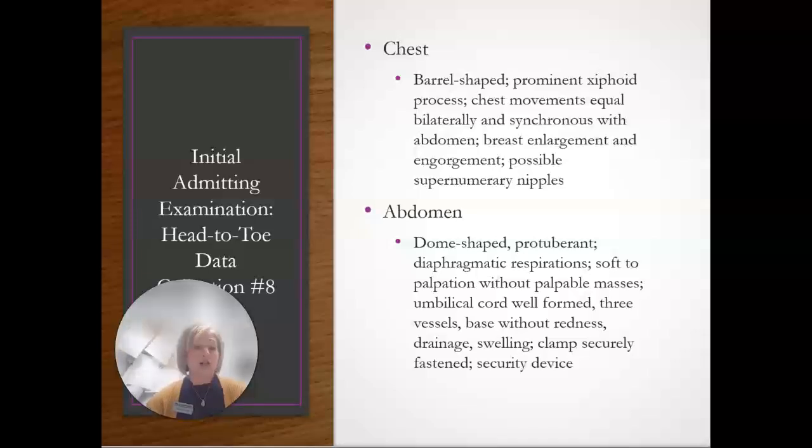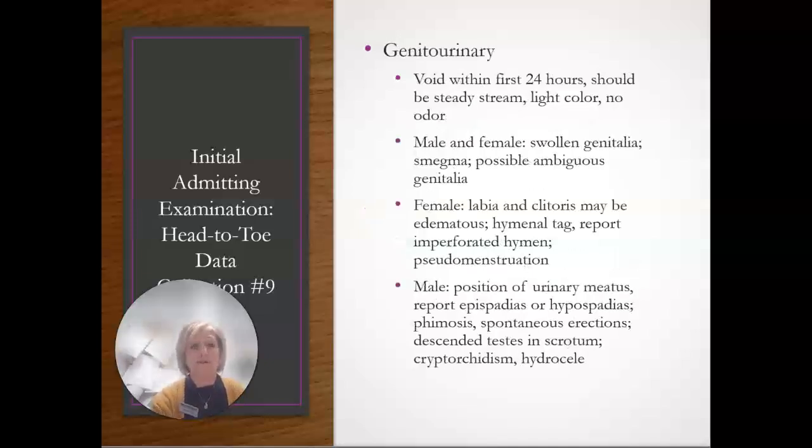Abdomen should be dome shaped. They should have diaphragmatic respirations. It should be soft, no masses. Umbilical cord should be well formed. They should have three vessels: AVA, artery, vein, artery. The vein is what carries oxygen and nutrients to the baby. The two arteries carry it back into circulation, back to mom. There shouldn't be any redness or drainage at the base of the umbilical cord. The clamp should be on securely, and they should have some type of security device on.